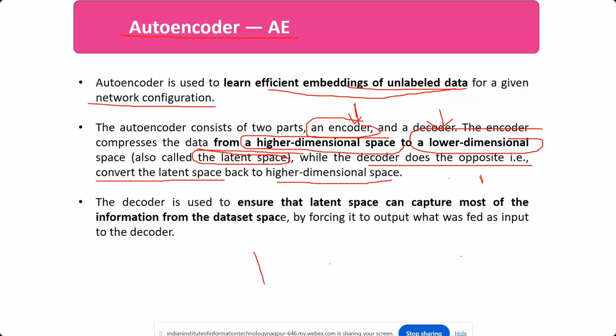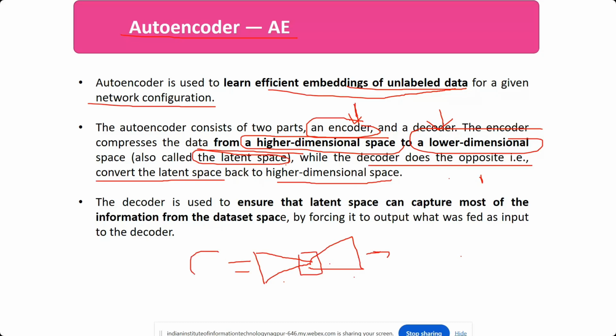You are taking high dimensional data, converting it into a low dimensional representation, and then getting your data back. So this is a compression, this is a decompression. Your original image you are providing, you are getting back your image. Here the decoder is used to ensure that this latent space can capture most of the information from the data space.